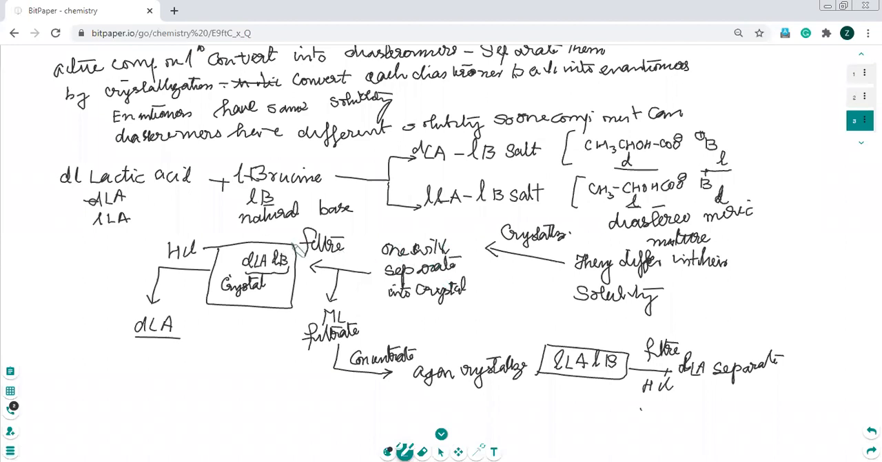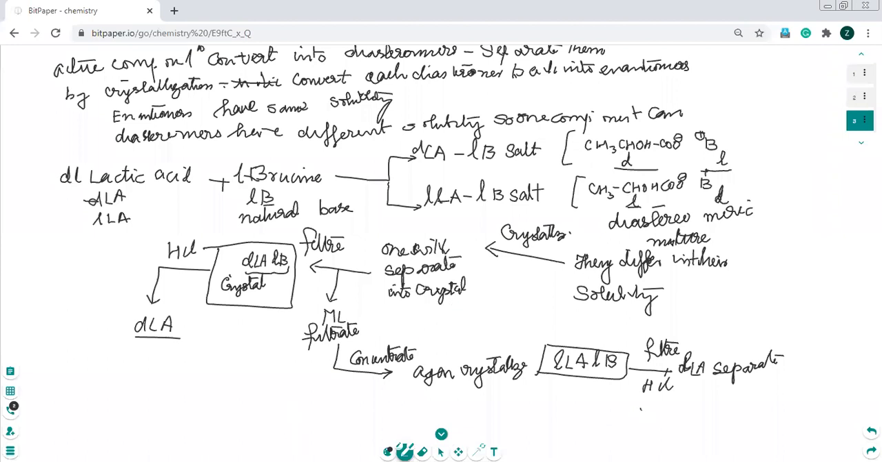So you crystallize it. The one which has low solubility will separate out. Filter it. The crystal is taken and treated with HCl, you will get L-lactic acid. The mother liquor, the filtrate, is taken, concentrated and allowed to crystallize again. It will be rich in the D-lactic acid. So this is basically the chemical method of resolution.